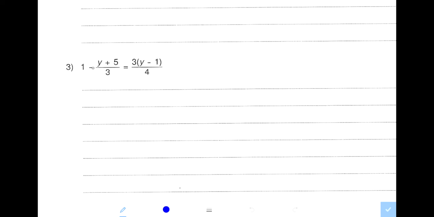Okay, this problem. 3 and 4, the LCM is 12, right? So let's multiply all of them by 12. 12 times 1 is 12, very easy. This one, you multiply with 12, you cut it down like this, 3 into 12 is 4. And this 4 is multiplying to this group, but don't forget the negative sign. So negative 4 multiplying to the group of y plus 5. And that will be equal to, multiplying 12 to it, 4 into 12 is 3, 3 times 3 is 9, multiplying to the group of y minus 1.